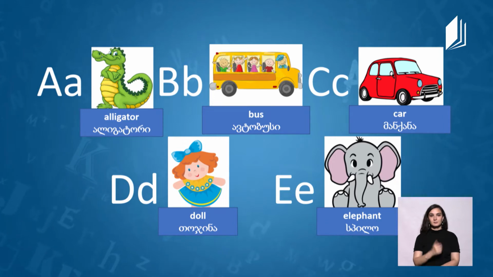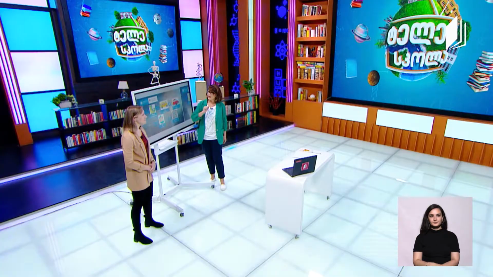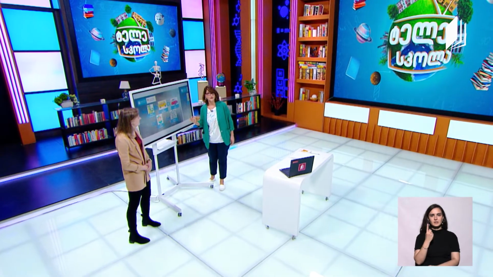Flashcards, pictures and 5 letters. So, what is the first letter and what is the first picture?